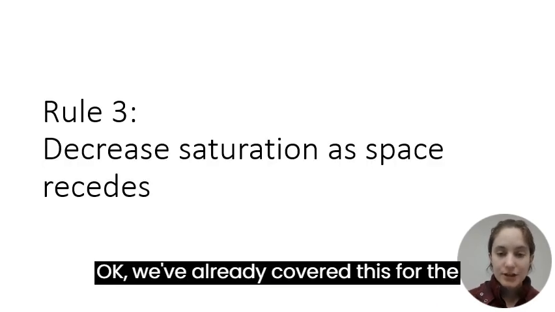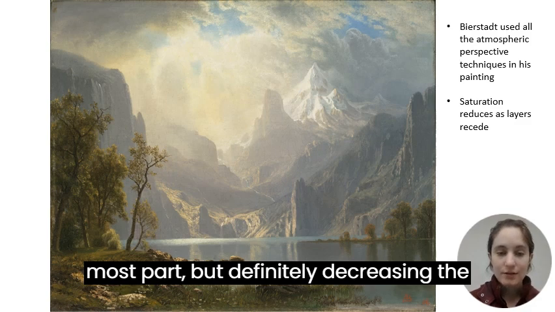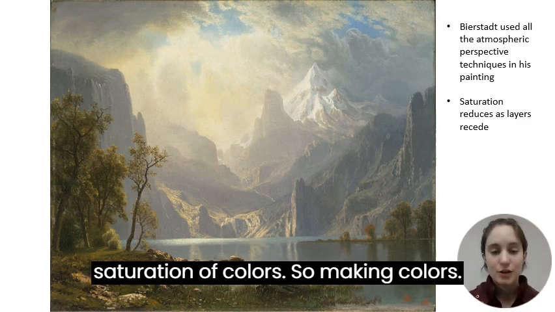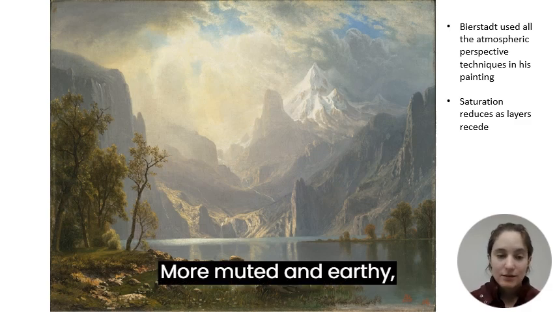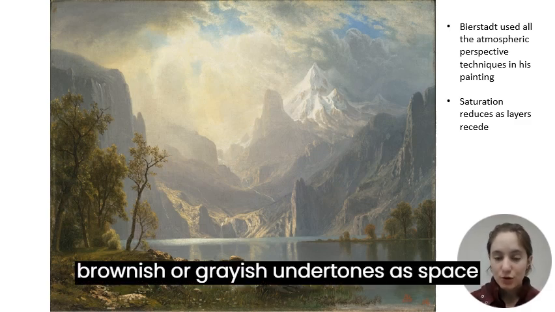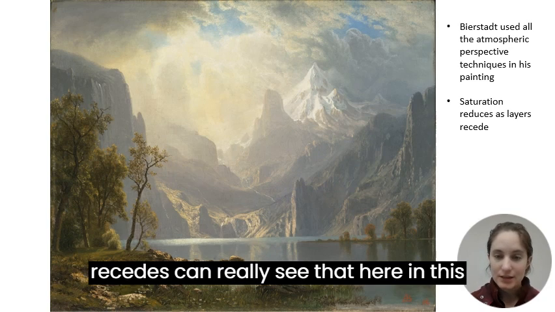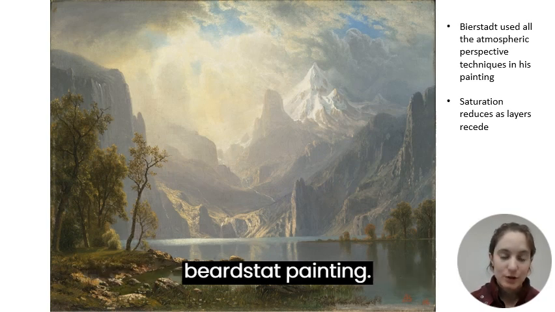Okay, we've already covered this for the most part, but definitely decreasing the saturation of colors, so making colors more muted and earthy, brownish or grayish undertones as space recedes. You can really see that here in this Bierstadt painting.